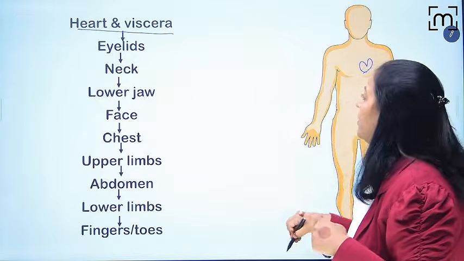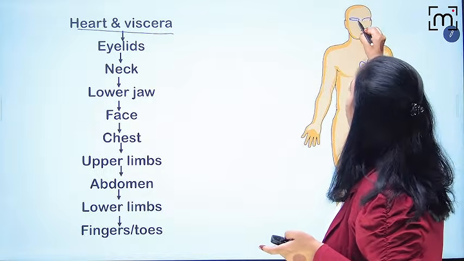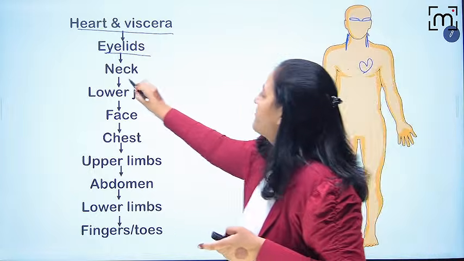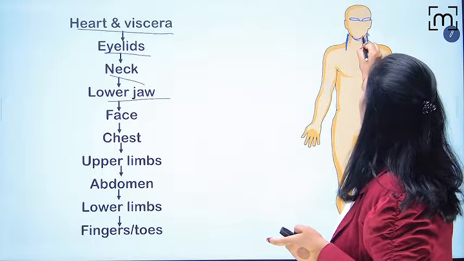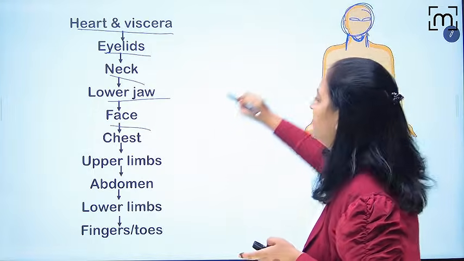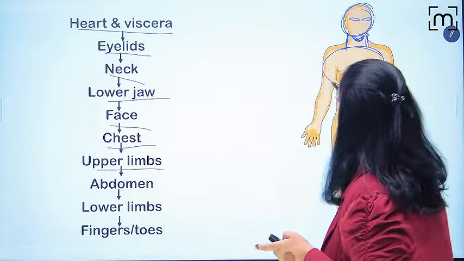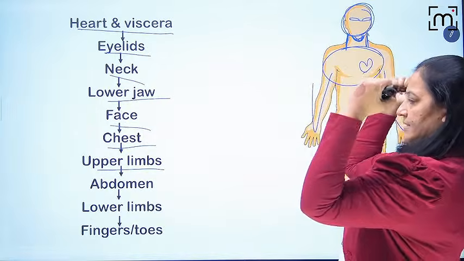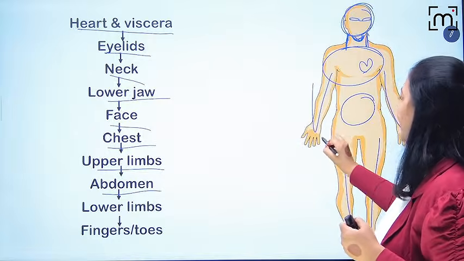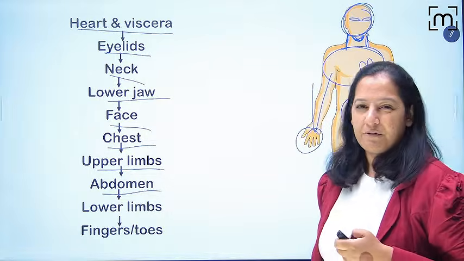Now coming to the voluntary muscles. First of all, the eyelid will contract. After the eyelid, the neck will contract. Then the lower jaw will contract. Then the entire face. Then chest muscles will contract. Then the upper limbs will flex like this. Then the abdomen, then the lower limbs, and finally the fingers and toes are the last to contract. You have to learn this order.